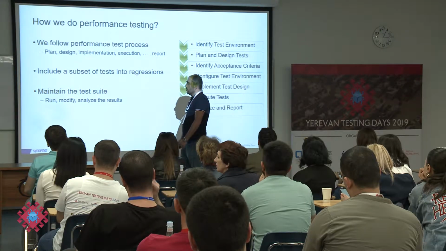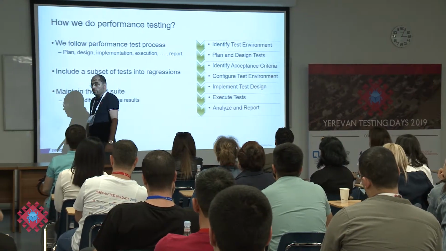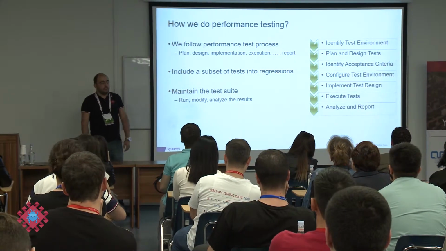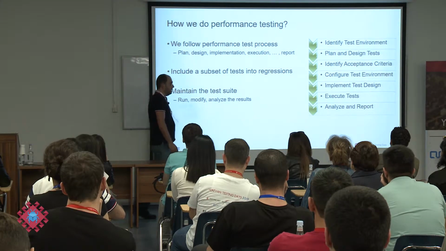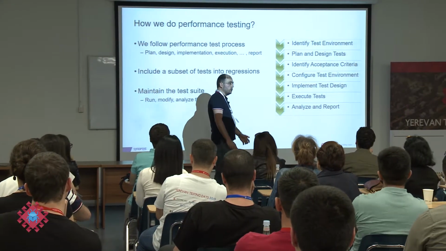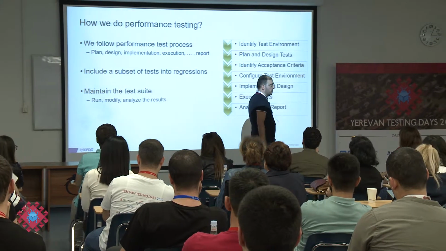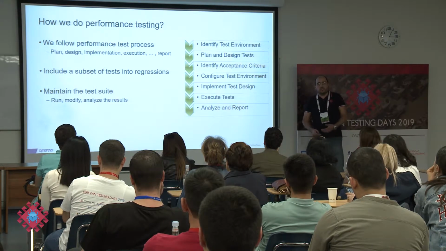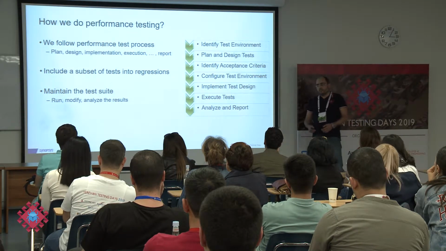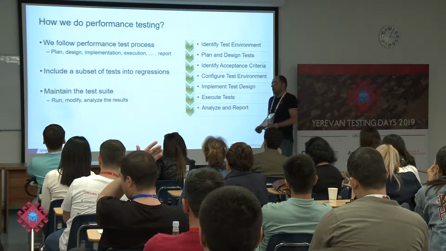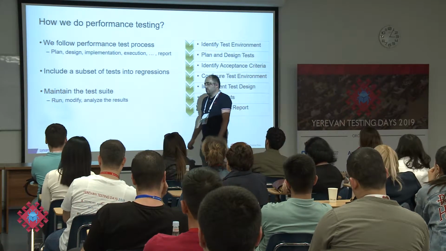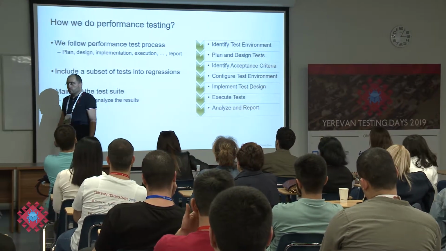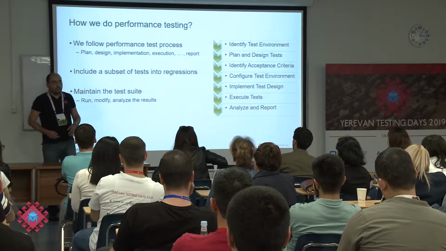So what we do with performance testing: first of all, we are following a regular test process, starting from planning, doing design, implementation, and finally reporting the results. Based on these results, usually what happens is the development team are fixing issues, or just saying that there is not enough time because the release is tomorrow, we are taking this kind of risk and going to production.